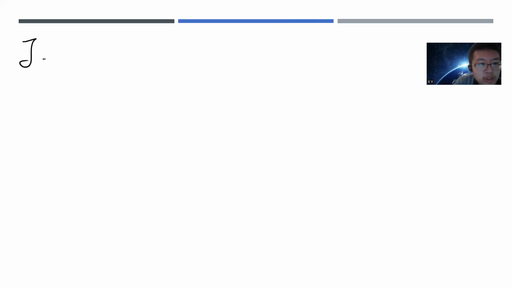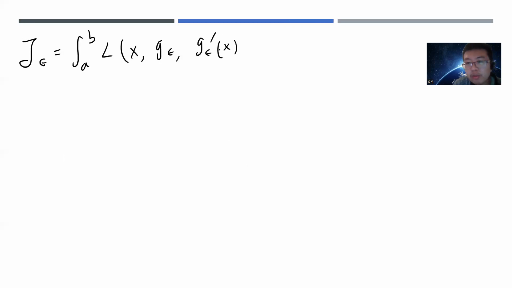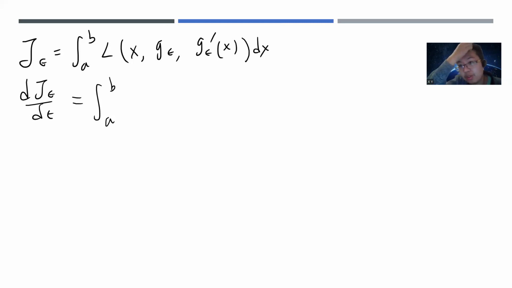You can write your J of epsilon to be the integral from a to b of L of x, g epsilon, and its derivative. Remember this derivative is on x. Now, since there is only one variable, I can just write a simple differentiation. In this case, you need to exchange the differentiation with the integral, so you need some uniform convergence.